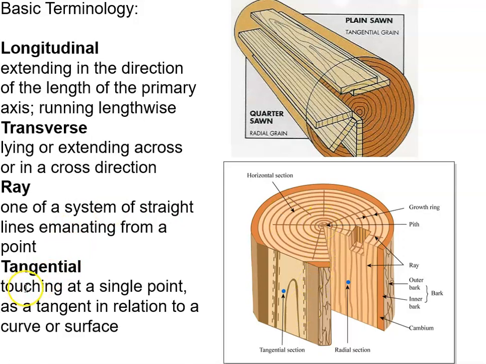And then tangential. So touching at a single point as a tangent in relation to a curve or surface. So again, that's our high school geometry. So tangential, and do we see that word in here? Here we go, tangential section. So it's a longitudinal cut, but it's cut so that it is just touching the edge of one of these circles, as opposed to, so here, that would be essentially a tangential section right there. This is not. This is cut perpendicular to the rings. So this would be a tangential cut. Okay?